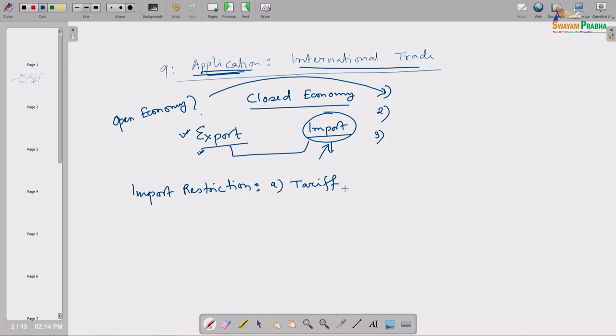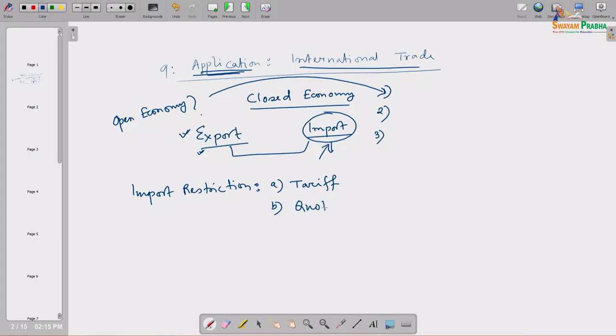Tariff is basically the counterpart of tax. When we discussed the domestic economy, the government imposes some tax on a commodity's transaction. Exactly, tariff is basically a tax on the amount of import we are bringing from outside into our country. So maybe a certain amount of tariff per unit. So one is the tariff and another weapon is quota. Quota means it is a quantity restriction.